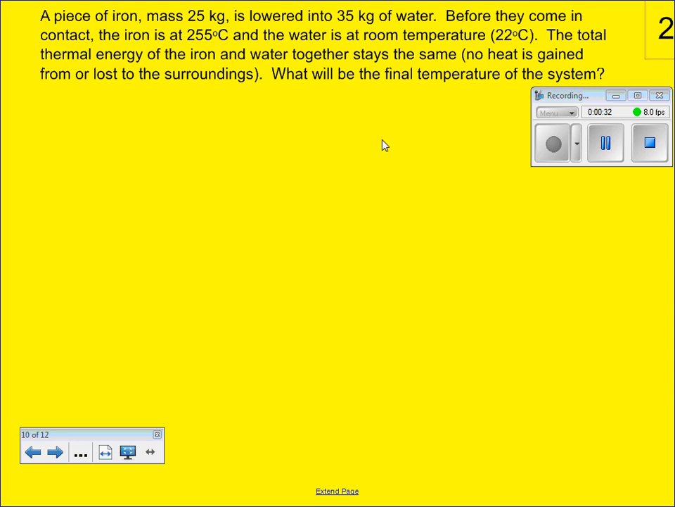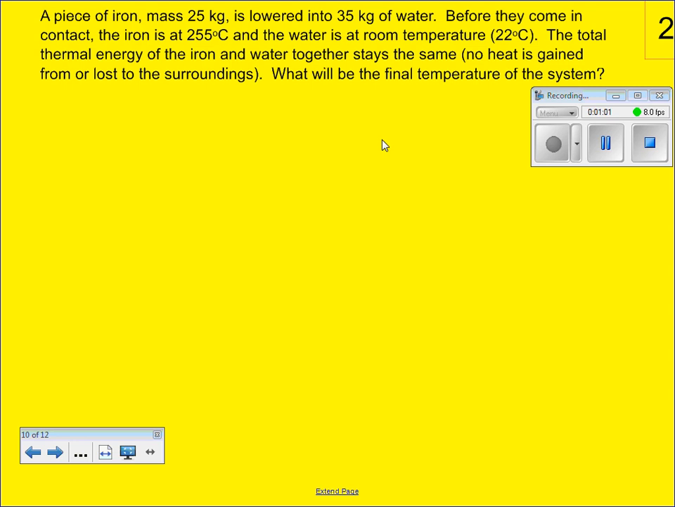So if one substance loses heat, another substance must have gained it. So we're going to do a calculation based on that principle. And this calculation is going to be, we take a chunk of iron, we lower it into water. Iron is at a high temperature, and we put the water at a regular room temperature, so we mix the two together. Now you know from having seen something similar that the iron is going to cool and the water is going to heat up.